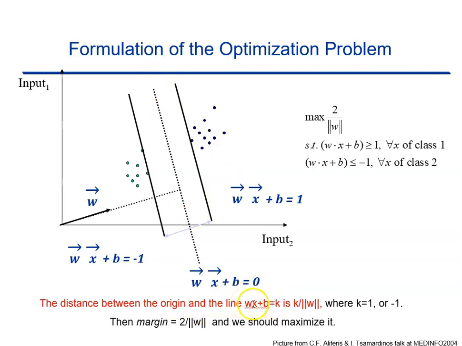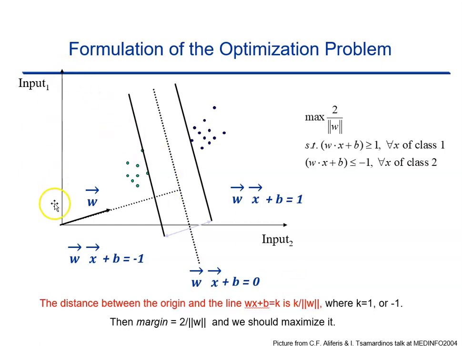Now let's take a line like wx plus b equals k, where k can be 1 or minus 1. In general, it can be proven that the distance between the origin and a line like this is as follows. The distance between the origin and the line wx plus b equals 1 will be 1 over the norm of the vector w, and the distance between the origin and the line with minus 1 will be minus 1 over the norm of vector w. Now, what is the norm of the vector w in our case? Usually we use a Euclidean norm.